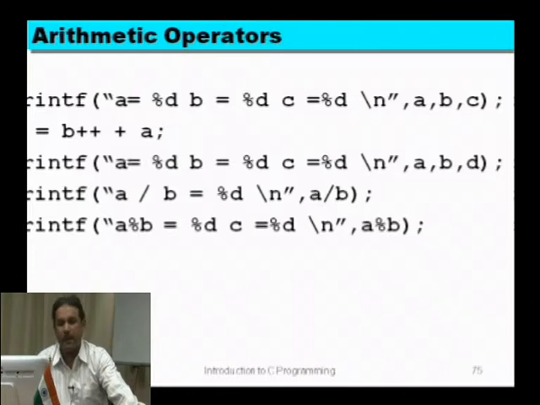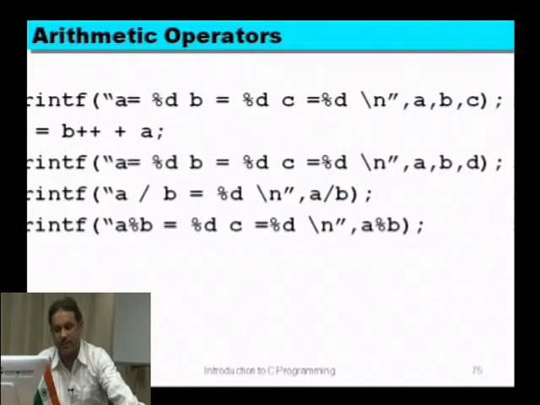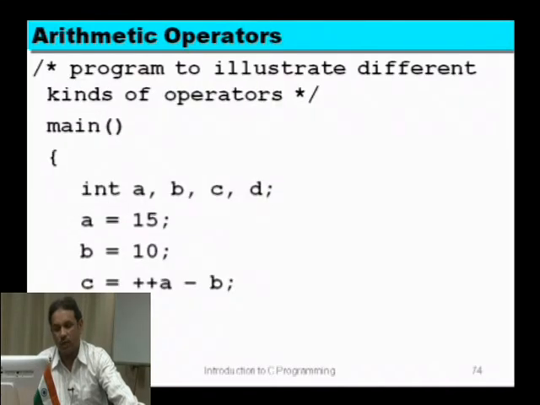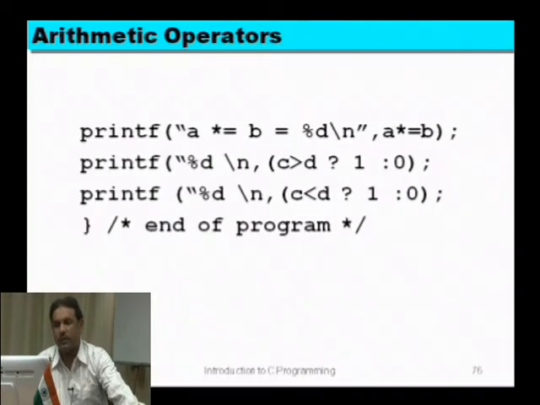Yes. Then a divided by b. What is the value of a divided by b? 15 divided by 10. It is integer division, so the value will be 1. It is not 1.5. Yes. Then a modulus b. What is the value of a modulus b? The value of a is 15, and 15 modulus 10 is 5. Yes.